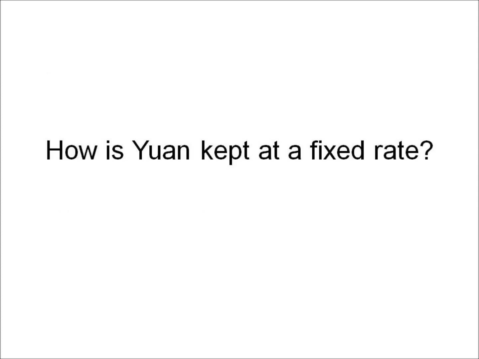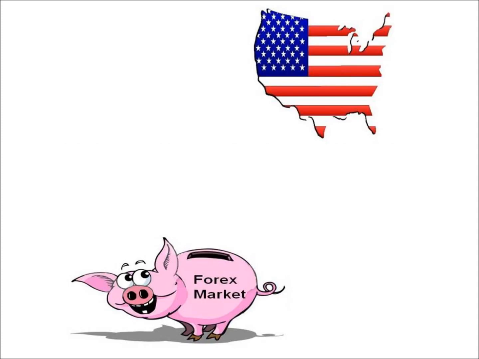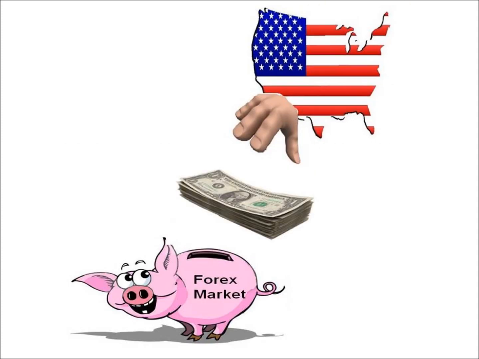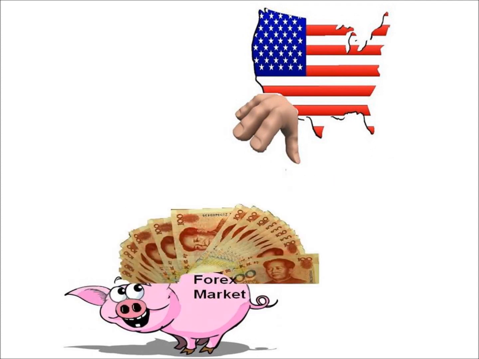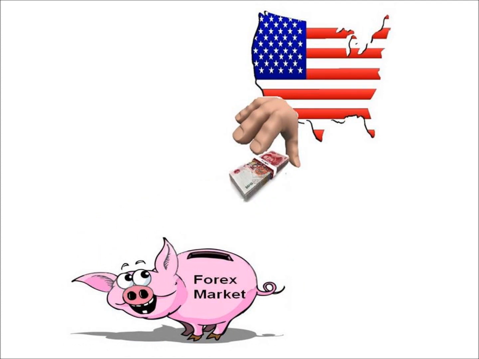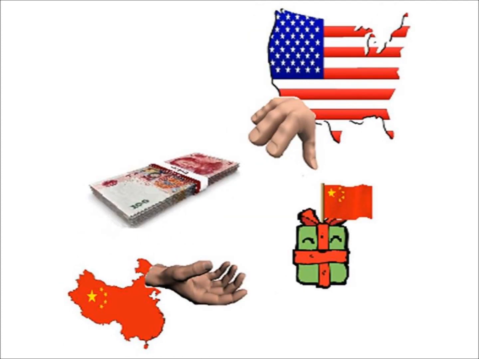But how does China keep her yuan at a fixed rate? This is how they do it. Firstly, the US importers sell dollars for yuan to buy Chinese goods as they are relatively cheaper than domestic goods, causing the US dollars to get weaker from an increase in supply.